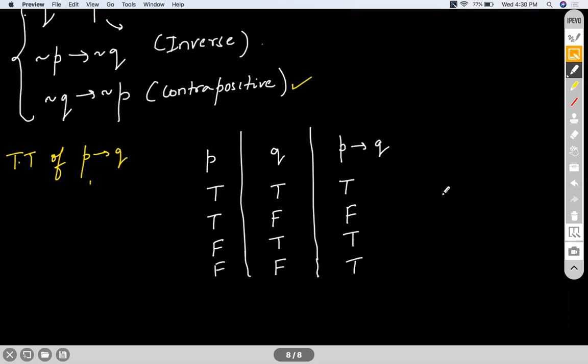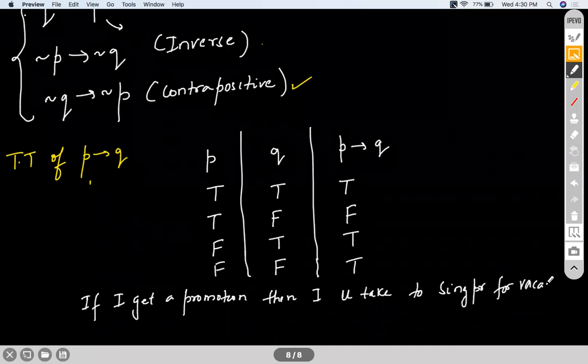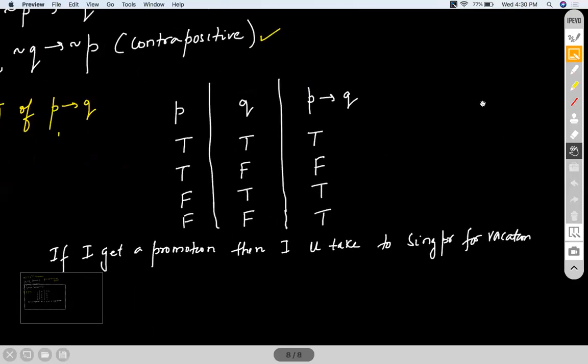Let's say there's a husband who makes a promise to his wife that if I get a promotion, then I'll take you to Singapore for a vacation. Now, tell me, when does your husband become a good husband? When he keeps up his promise.